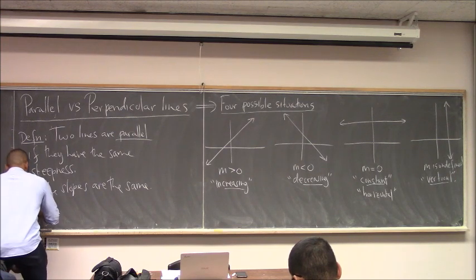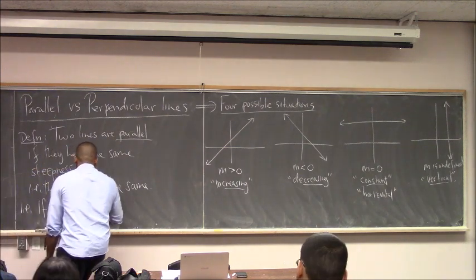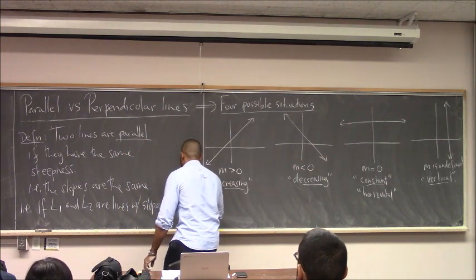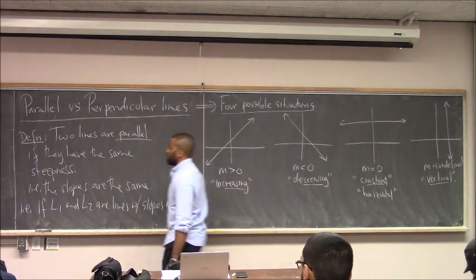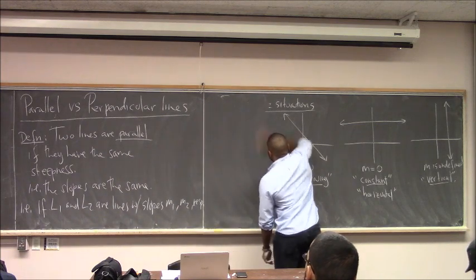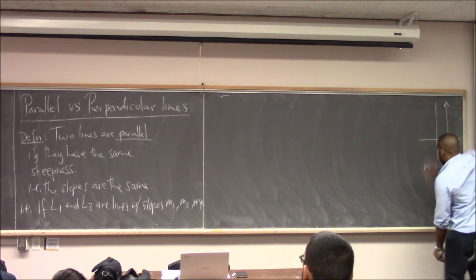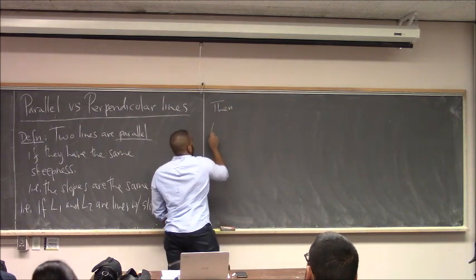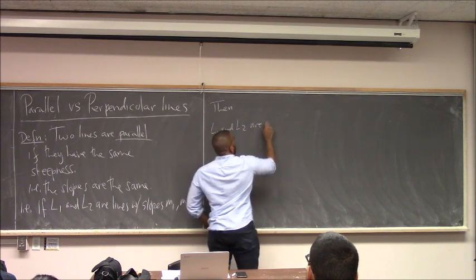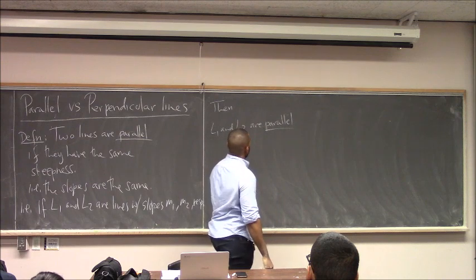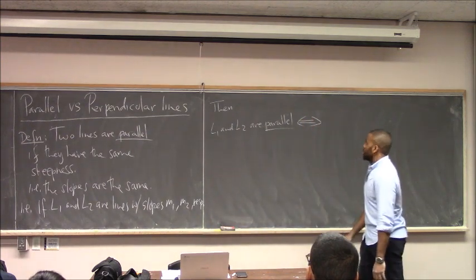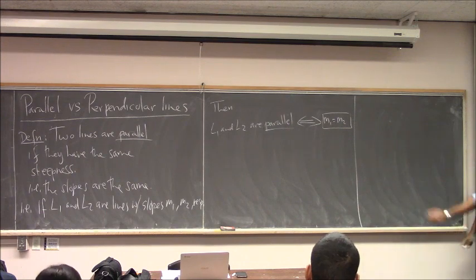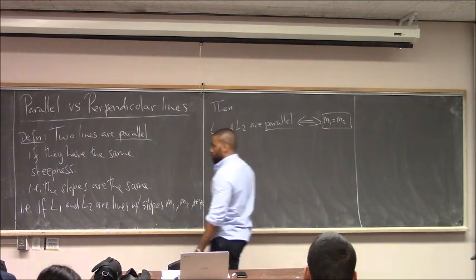That is, if L1 and L2 are lines with slopes m1, m2 respectively, then L1 and L2 are parallel if and only if m1 equals m2. That's an important distinction here. I can look at the equation of two lines and I can know that they are parallel if their slopes are actually the same.